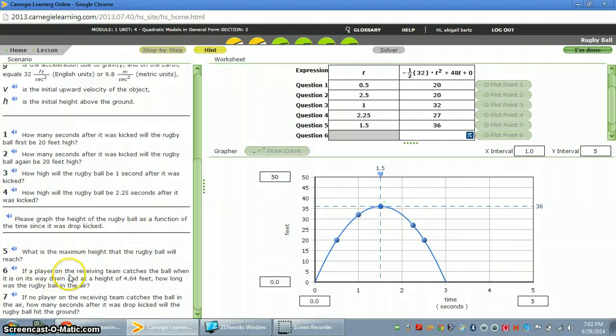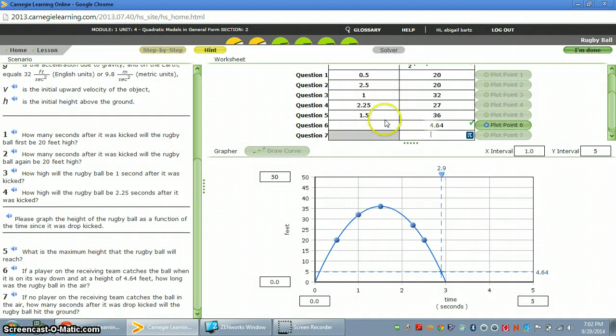Question number 6. If a player on the receiving team catches the ball on its way down, so that's this side of the graph, at a height of 4.64 feet, how long was the rugby ball in the air? So what we're doing is we're trying to figure out at a height of 4.64, so way down here. At 4.64 feet, it's been in the air for 2.9 seconds. So 4.64 feet off the ground, and it took 2.9 seconds to get there. And then you plot your point.